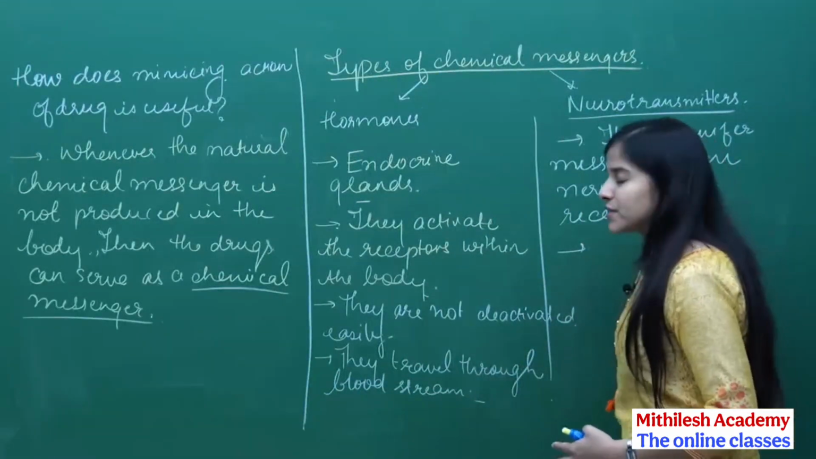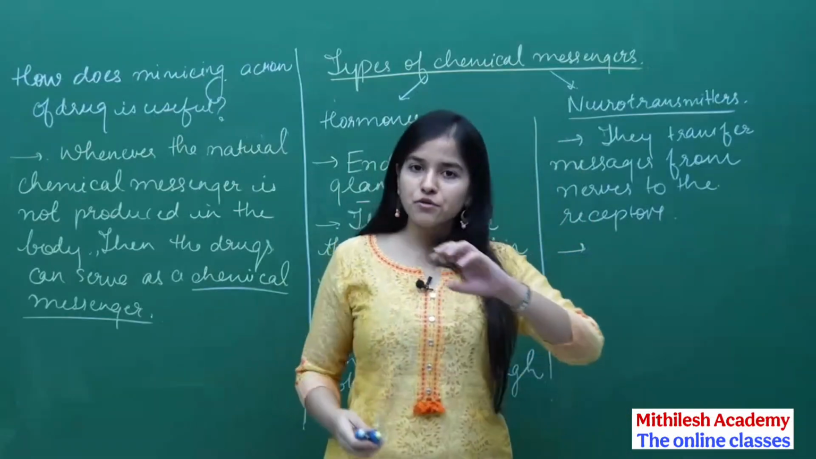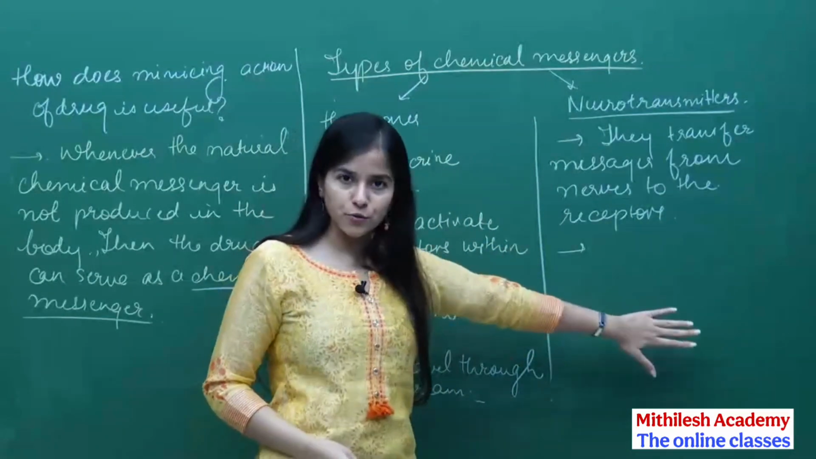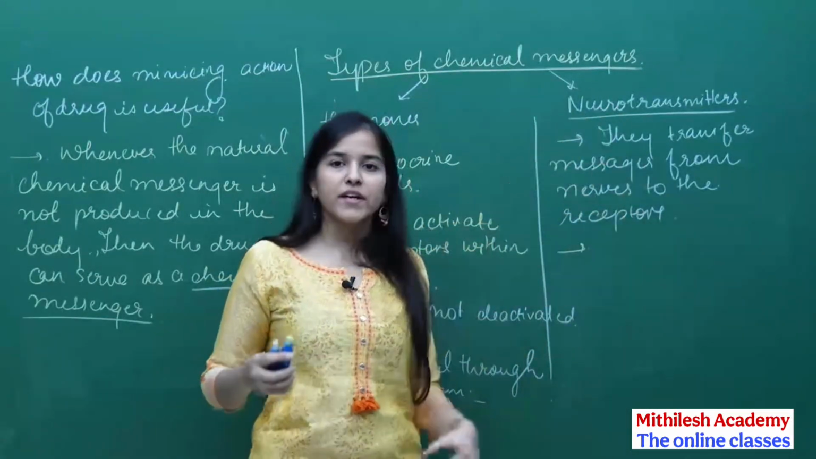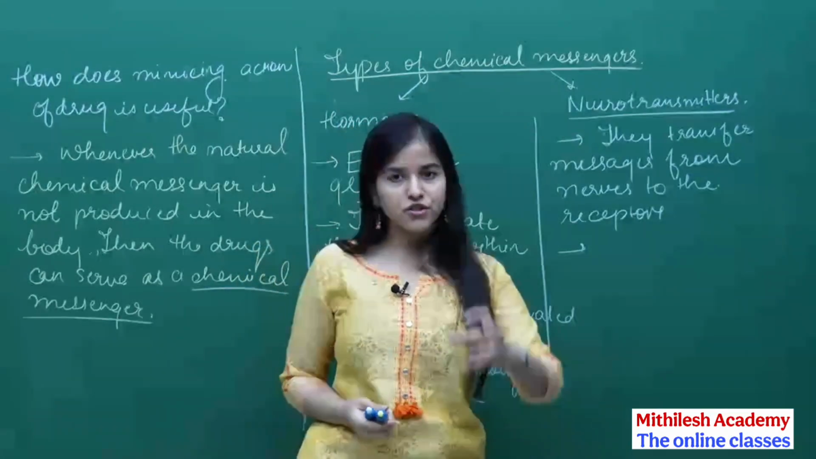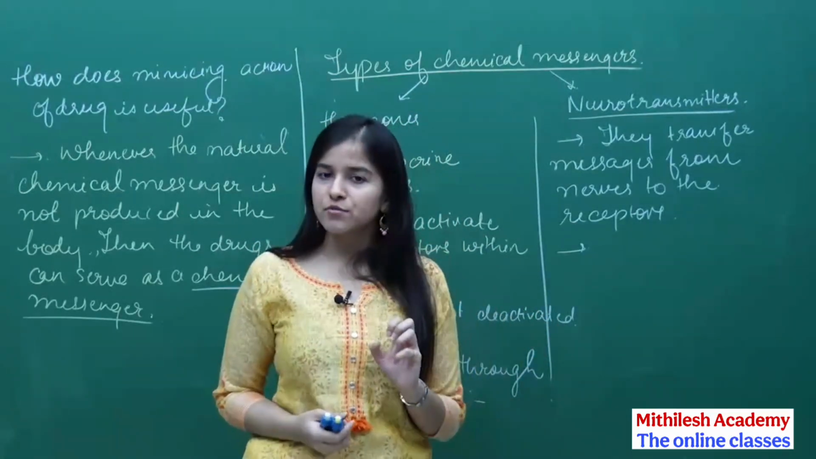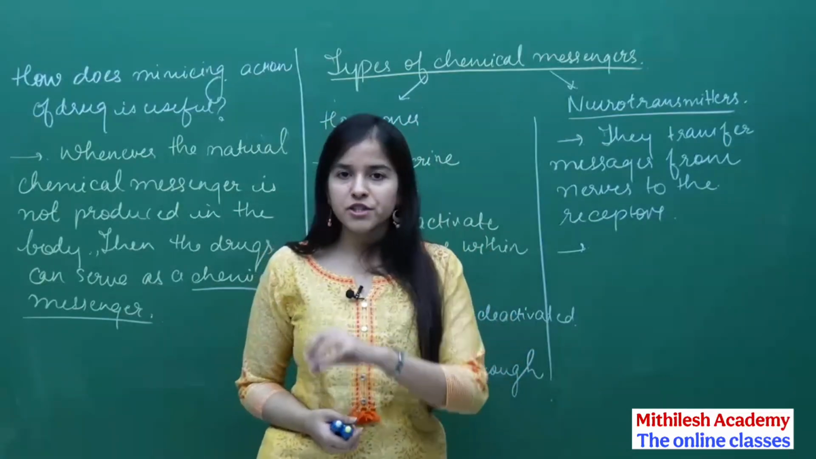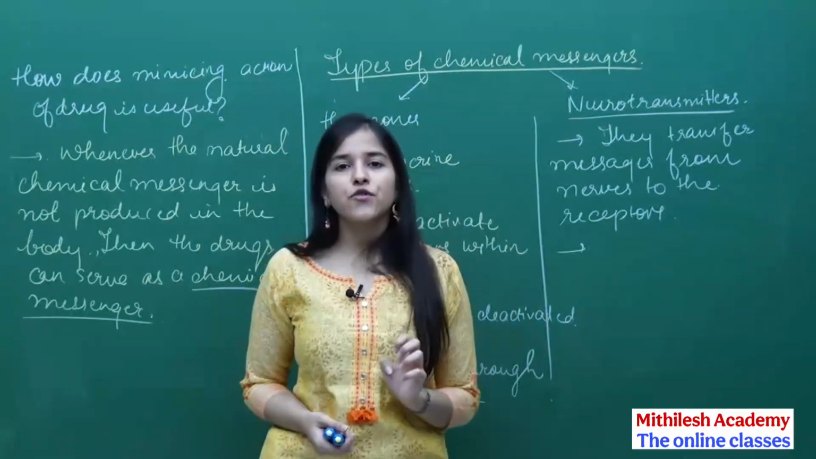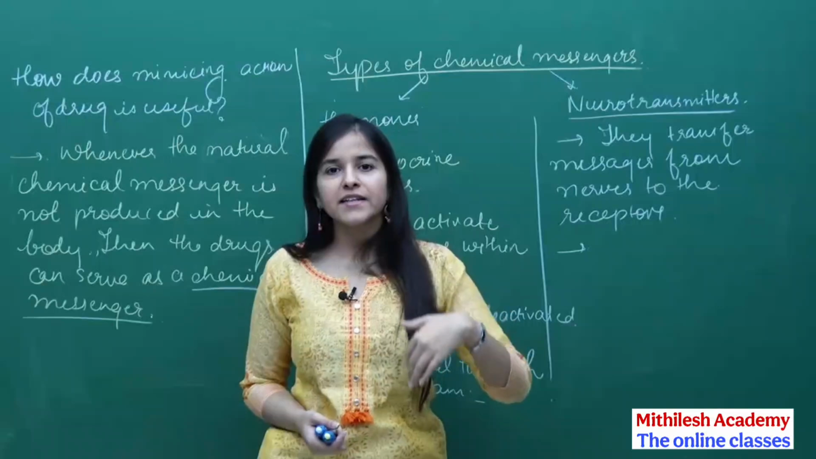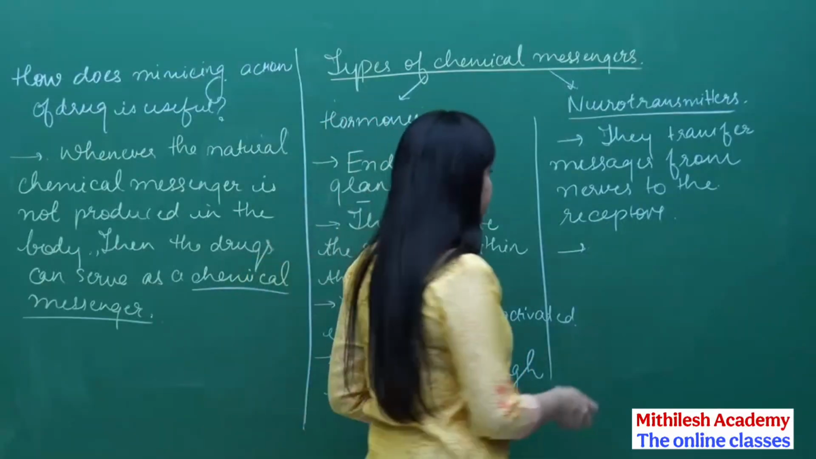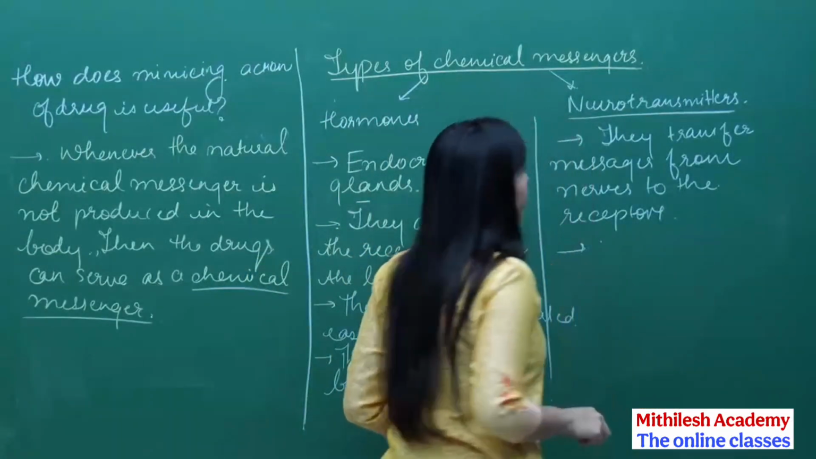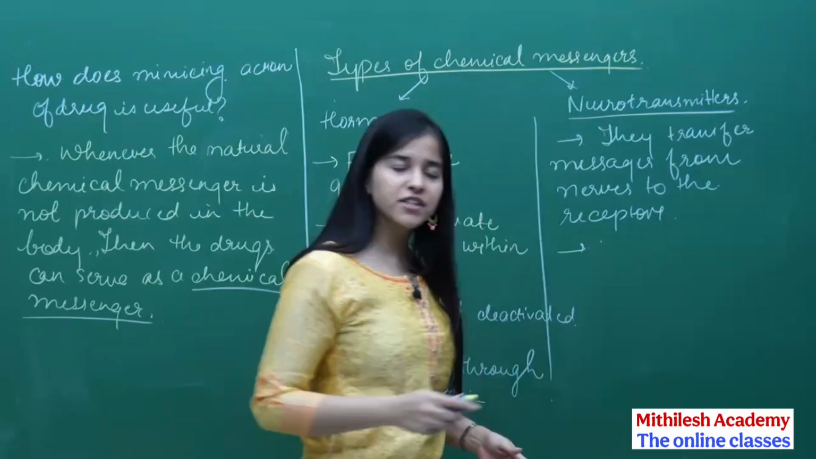Actually, what happens in the neurotransmitter, I would like to show a difference between the two. Whenever the neurotransmitter is carrying a message, it gets attached onto the receptor binding site. What will happen? It passes on the information, then gets detached from the receptor, and finally it gets deactivated. So that is what is going on in the neurotransmitters. They are deactivated very easily.